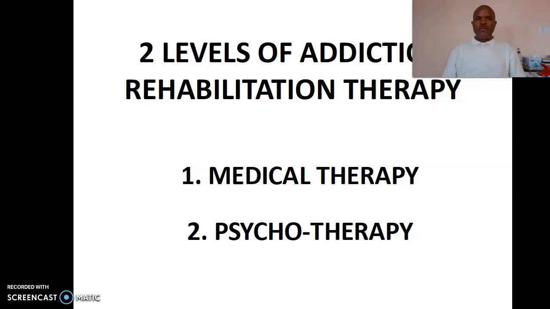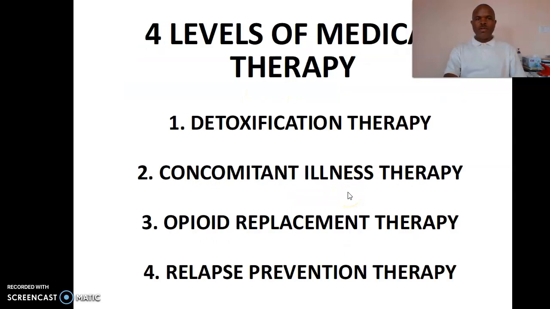For the mind, we use psychotherapy. And a good example, a common example of psychotherapy that people know out there, is counseling. And we also treat the soul using aspects of psychotherapy as well as spiritual therapy, which I will discuss in later videos. So today, let's concentrate on medical therapy as part of addiction rehabilitation therapy.